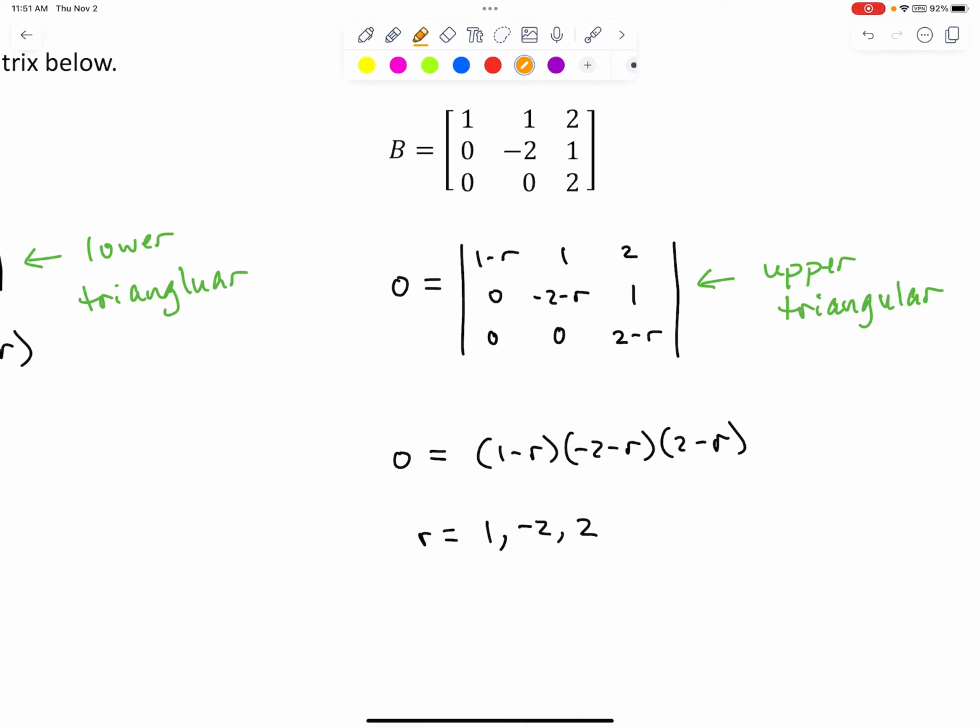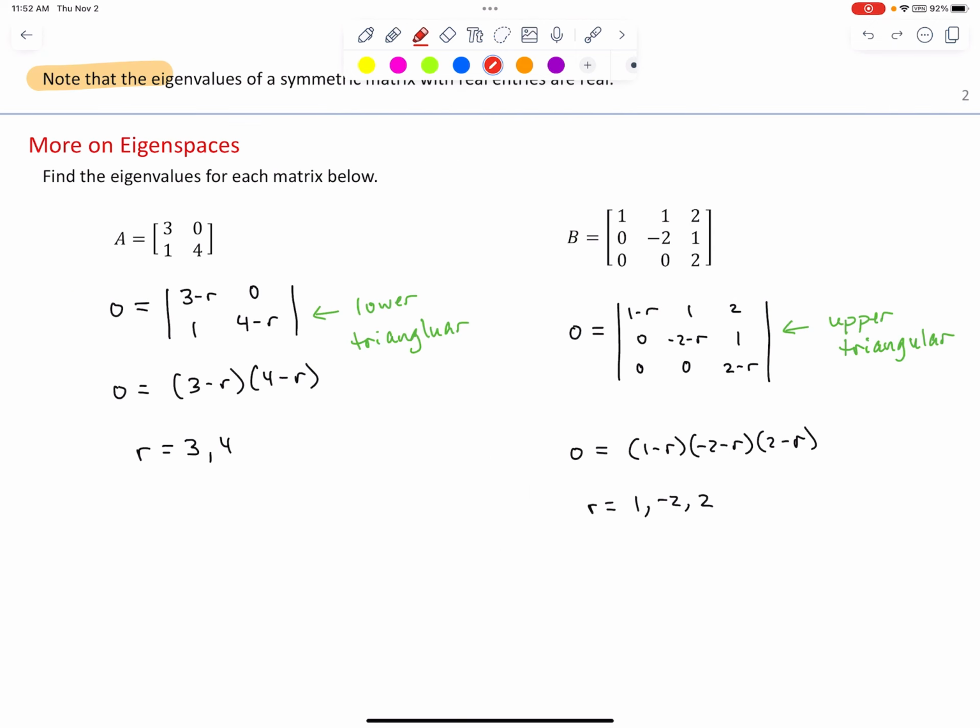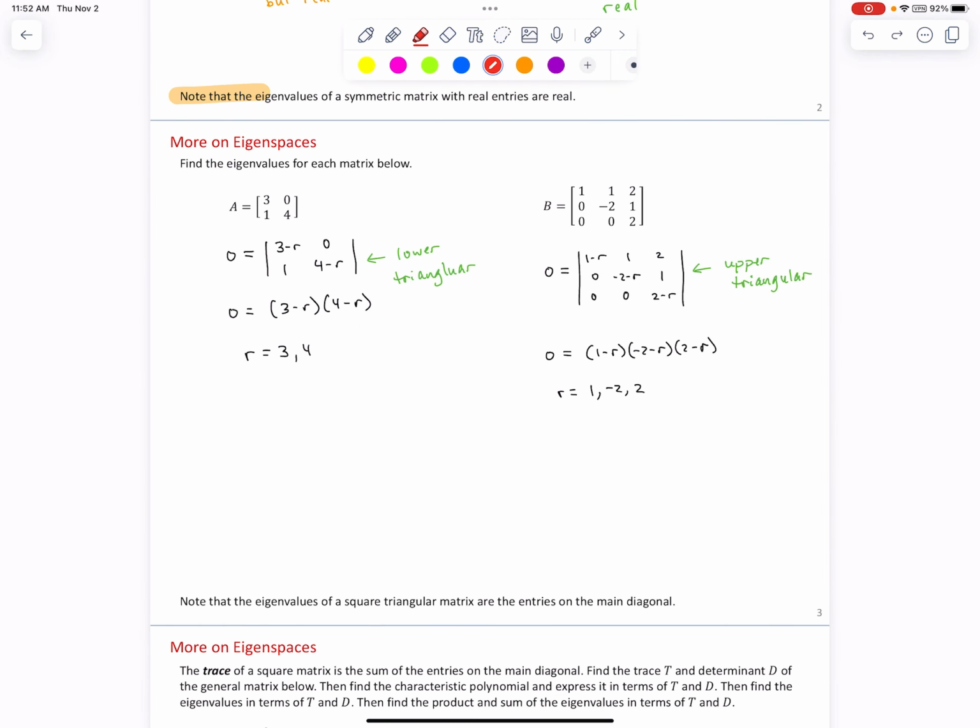You could confirm this by doing cofactor expansion along the first row. That 1 minus r is in a positive position, and when you cross out its row and column, you get 1 minus r times the determinant of that 2 by 2, which is just going to be the product of the main diagonal again. But notice that the eigenvalues are the entries on the main diagonal. So if you're working with a square matrix that is upper or lower triangular, or even a diagonal matrix, then you can spare yourself a lot of work. The eigenvalues will simply be the entries on the main diagonal, which is summarized in this comment down here below.